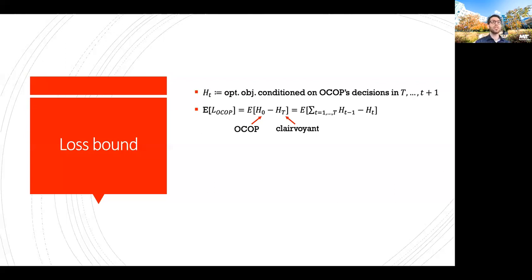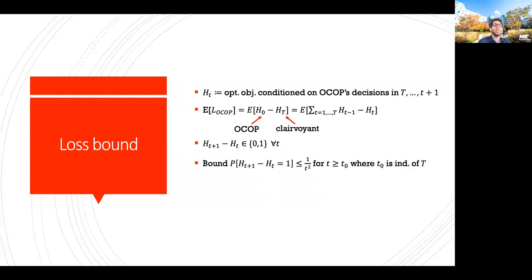And that allows us to focus on the loss that is incurred in each period. Crucially, in each period, the optimal objective changes by either 0 or 1. At best, the optimal objective is not affected by the decision made in this period. And at worst, we created an unnecessary bin that the clairvoyant can just ignore for the remaining time horizon. So what we'll want to do is to bound the probability that the difference is 1.